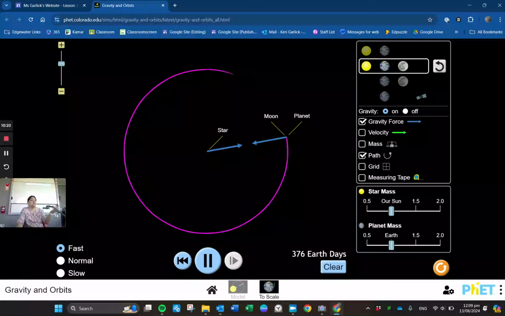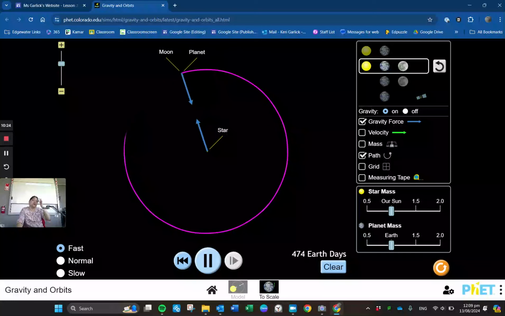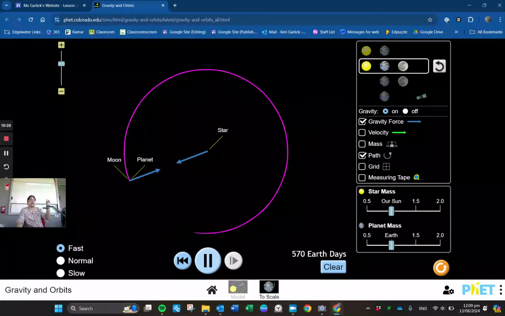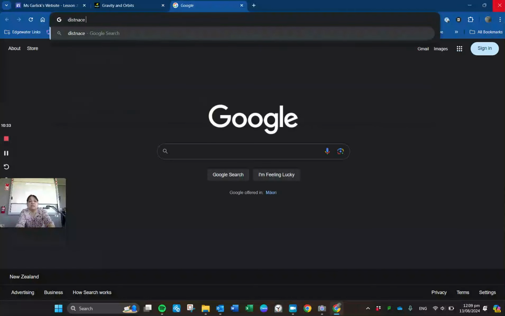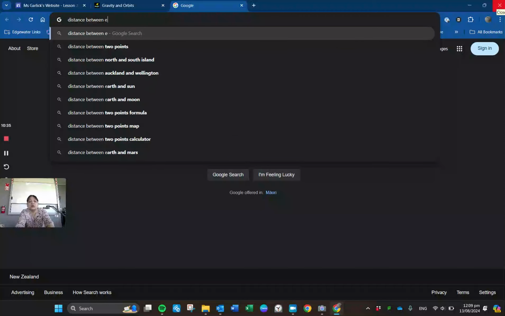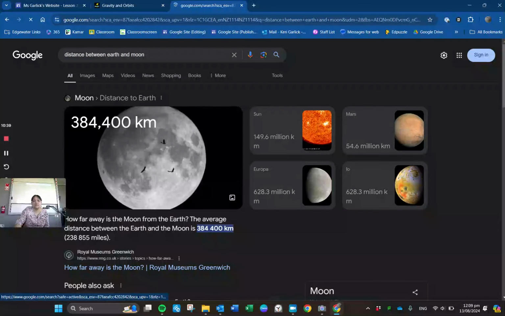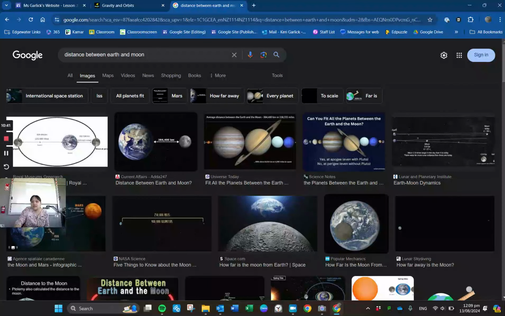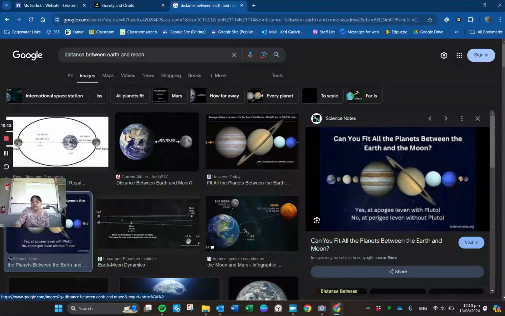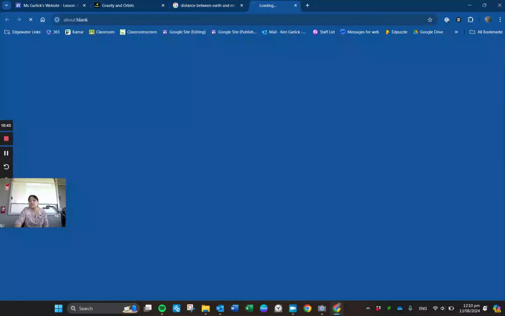Are we okay so far? All right. Something else that I love to show people because I think it's crazy is the distance between our Earth and moon. You can actually fit all the planets in there. So let me show you what I mean. Distance between Earth and moon. Image with the planets. There you go. That might be better. Okay, that's a better one.